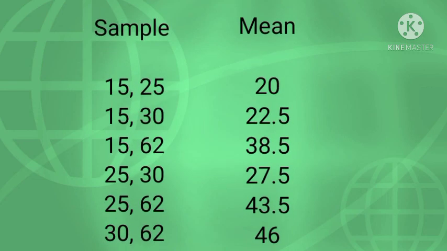By determining the possible samples of size n equal to 2, we get these 6 possible samples: 15 and 25, 15 and 30, 15 and 62, 25 and 30, 25 and 62, 30 and 62. So to get the mean of the 6 possible samples, we need to add the values and divide by 2. 15 plus 25 is equal to 40, divided by 2 is equal to 20. And we're just going to repeat the process until we get to the bottom.